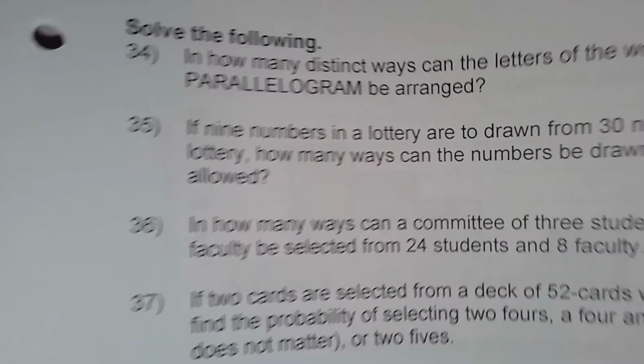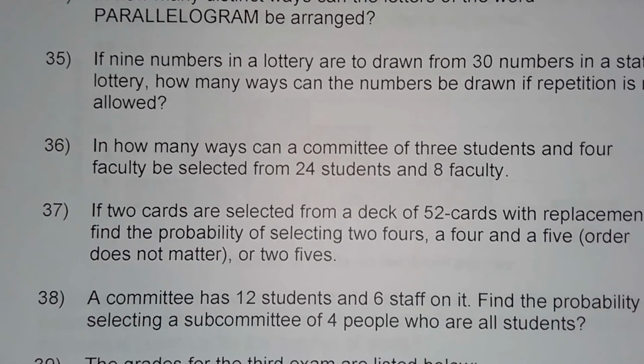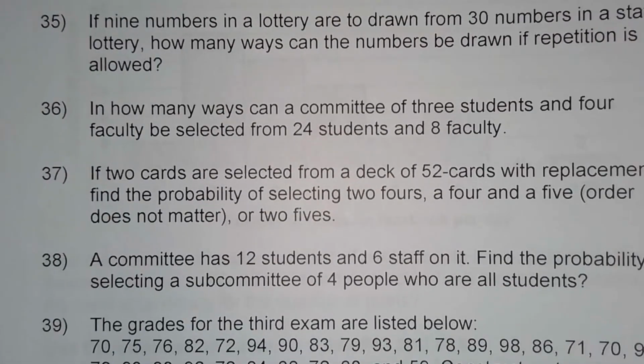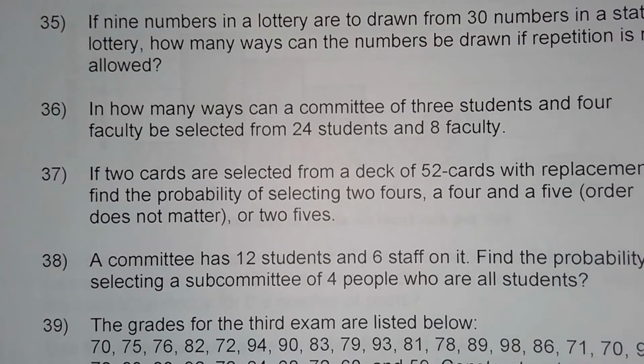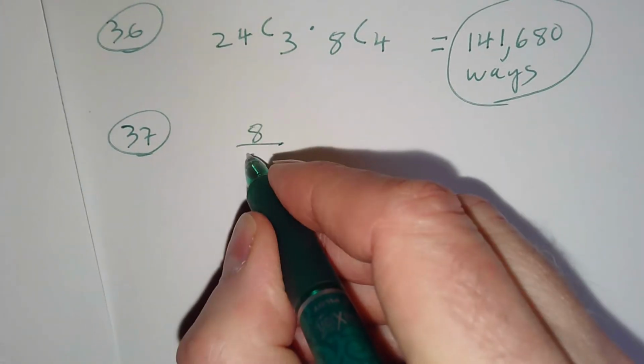Alright, so number 37. Two cards are selected from a deck of 52 cards with replacement. Find the probability of selecting 2 4s, a 4 and a 5, order does not matter, or 2 5s. Well, there are 4 4s and there are 4 5s in a deck of cards, so that's a total of 8 cards. So you have 8 ways that can be picked out of a deck of 52.